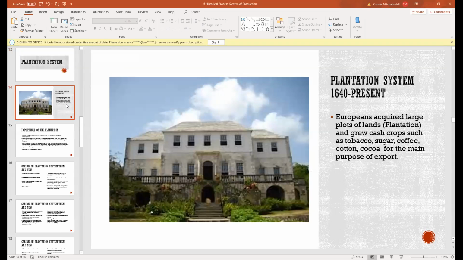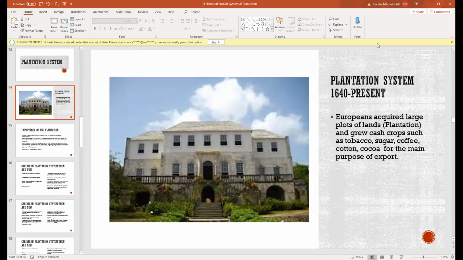So the plantation started around the 1640s. And one of the first islands to have a plantation was Barbados. That's where the sugar revolution actually started in the Caribbean, not the first place in the world to produce sugar, but the first place in the Caribbean, not the first place in the Americas, because Brazil would have started sugar production way before the Caribbean. So one of the first places would have been Barbados, and then it was transported to other parts of the Caribbean.